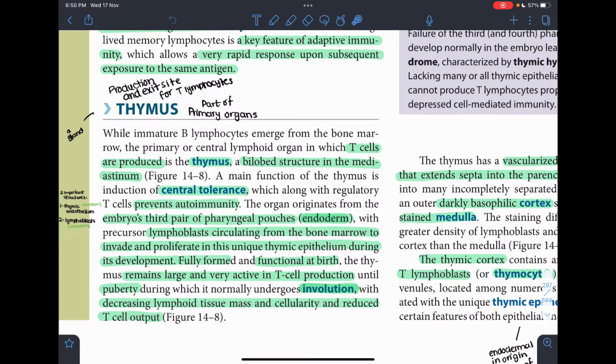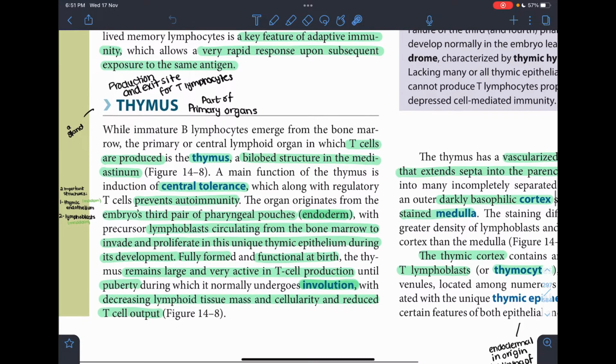رح نحكي عن هذا الموضوع أكتر in depth بعدين. The organ originates from the embryo's third pair of pharyngeal pouches اللي هم الendoderm, with precursor lymphoblasts circulating from the bone marrow to invade and proliferate in this unique thymic epithelium during its development. شو يعني the thymus is made of two important structures اللي هم أولاً the thymic epithelium, which is made of endoderm. بعدين عندنا precursor lymphoblasts, which are made of mesoderm, and they invade and proliferate the thymic epithelium.